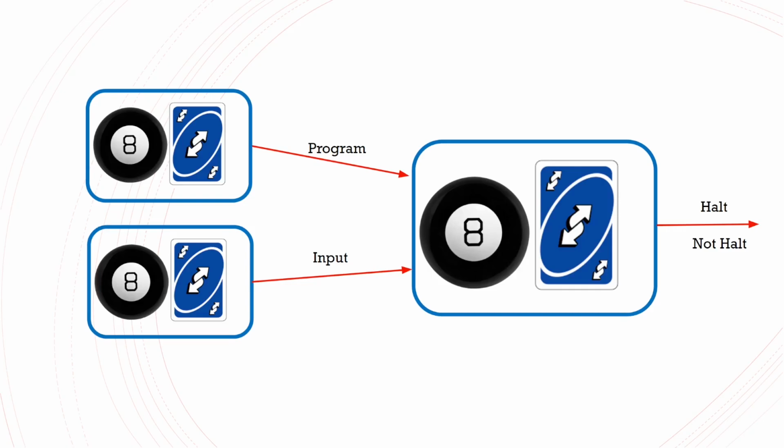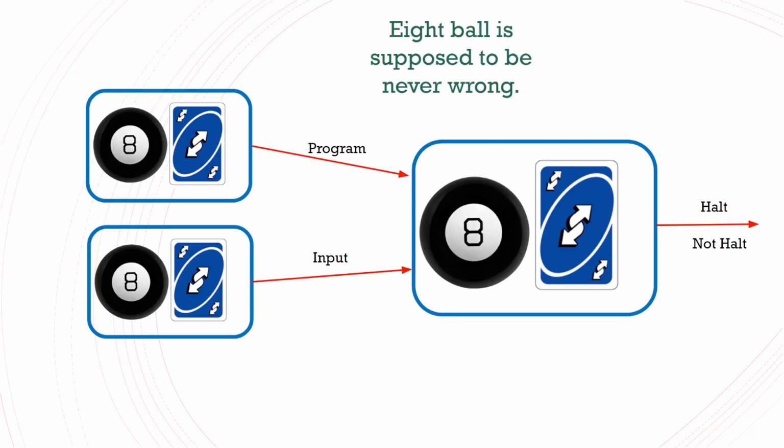If the 8-ball predicts that the Barry machine will halt, then the Barry machine will output not halt. And if the 8-ball predicts that the Barry machine will not halt, then the Barry machine will output halt. Either way, it's a contradiction. It's a paradox, because whatever the Barry machine tells us it is going to do, it does something else. Therefore, our initial assumption that there is a machine that can determine if a program will halt or not exists was wrong.